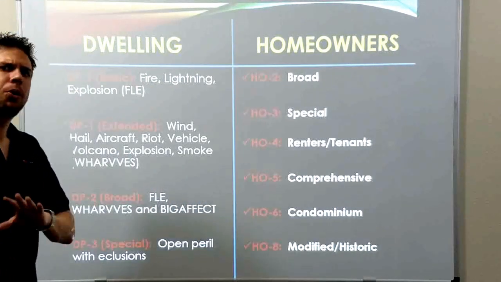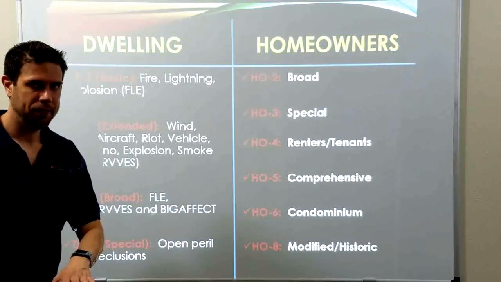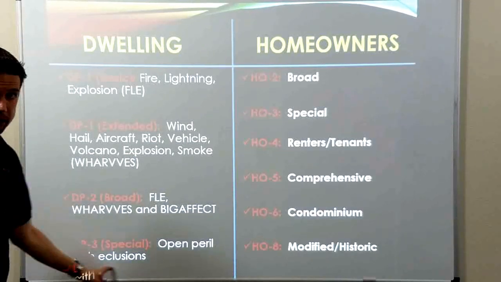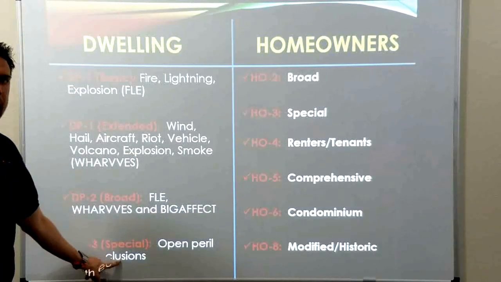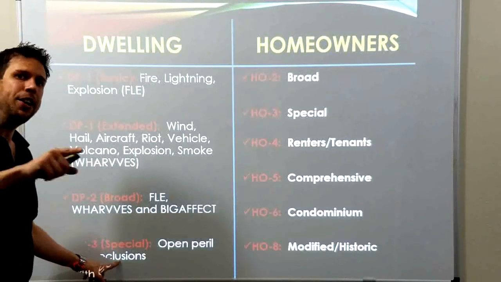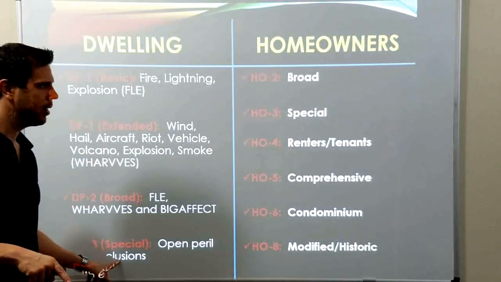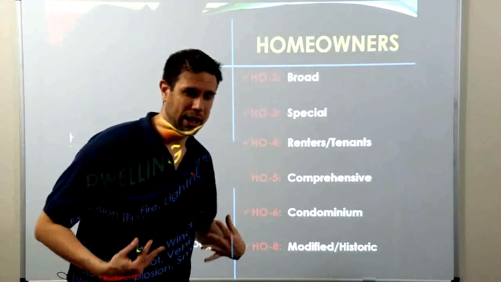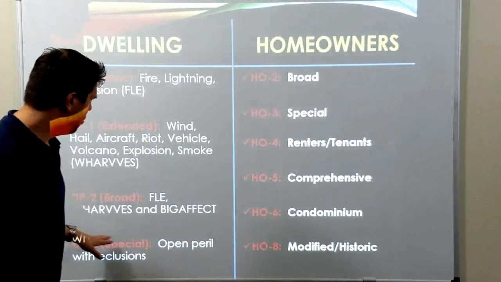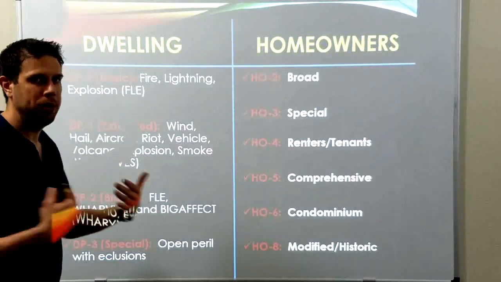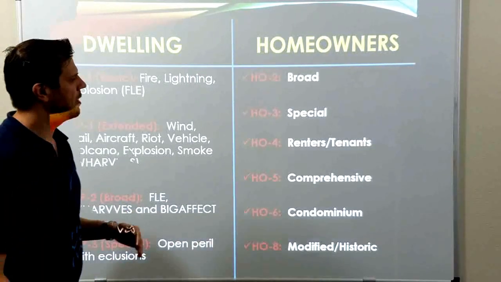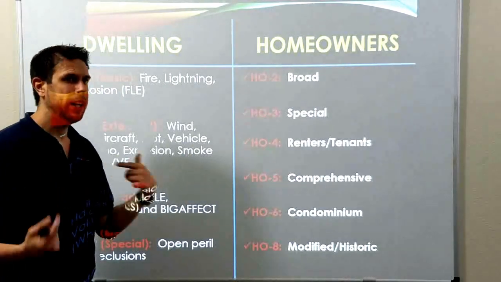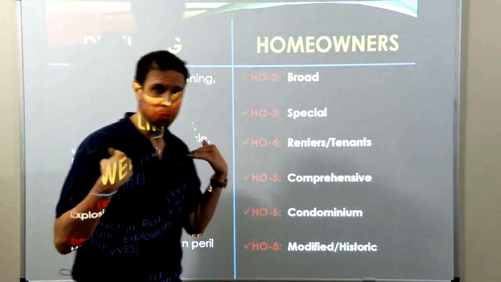So let's say you own an investment property. You would likely insure that investment property under a DP3. Now, the renter who's in your investment property, they would buy an HO4, which would cover their stuff. So you would have the DP3 because you own the house you're renting out, but the tenant would have the HO4 for their stuff.